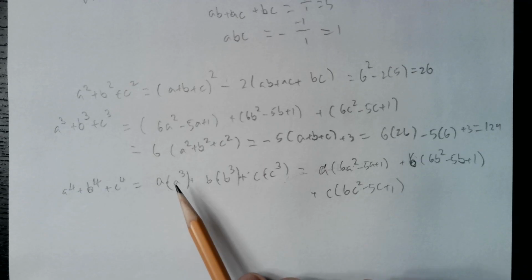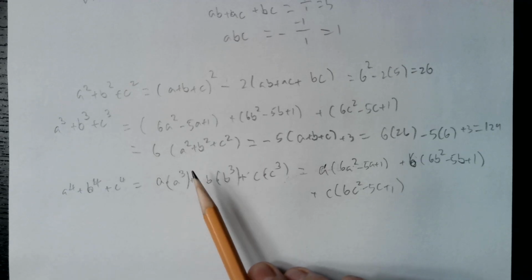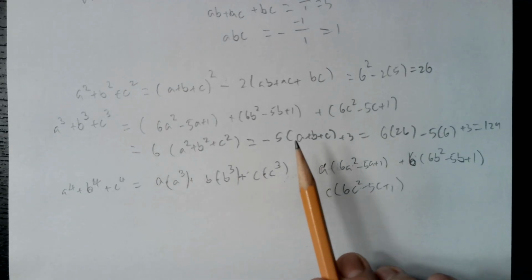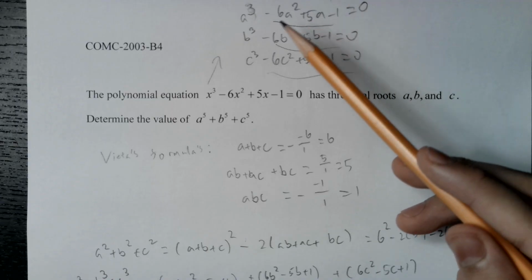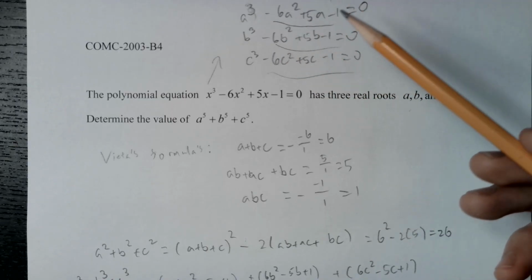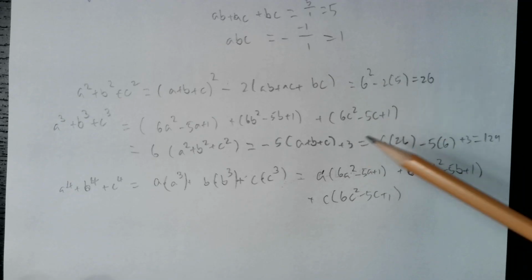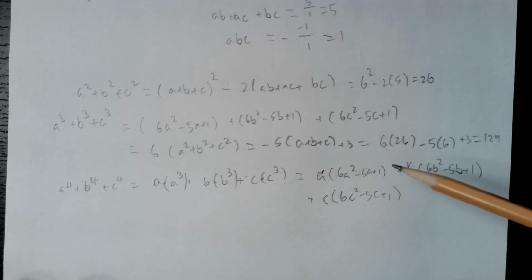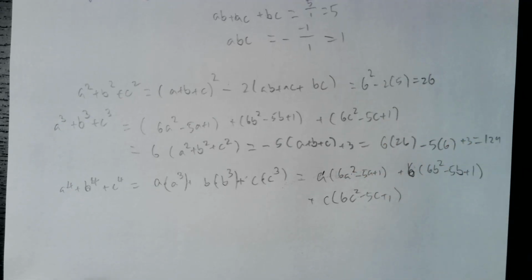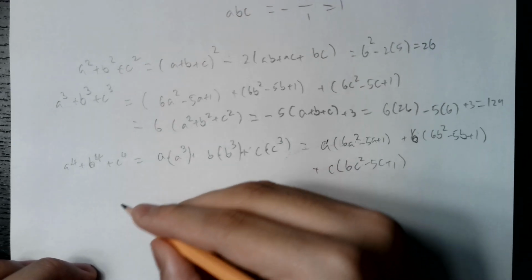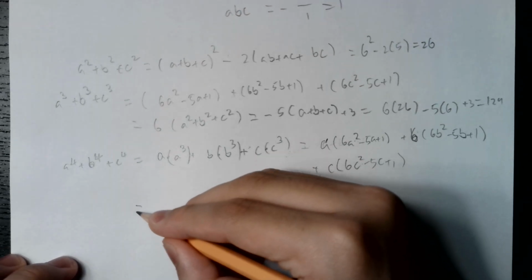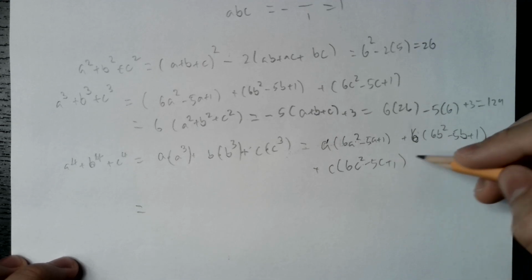So you will then expand what a to the power 3 is, b to the power 3 is, c to the power 3 is. As I said before, from this equation, we can just move this across to find out what a, b, and c to the power 3 is. Right, so we just did that and we plugged it into here, like so. And now we're going to expand this, okay? So I'm going to go back down here. I just had to overlap because I ran out of space.